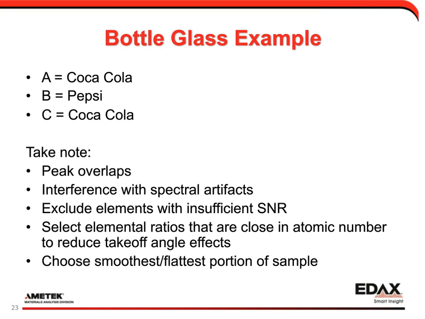And if an element is going to be removed from the intensity ratio for insufficient signal to noise, then it's important to select a replacement element and select a ratio where the elements have atomic numbers that are relatively close to each other to reduce the effective takeoff angle. And of course, to ideally choose the smoothest and flattest portion of the sample.